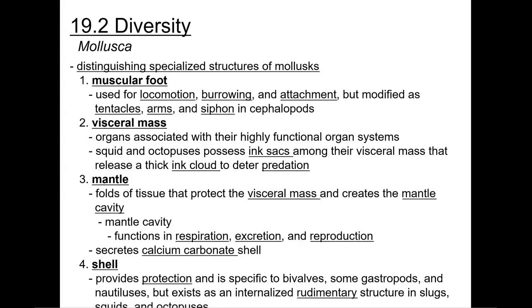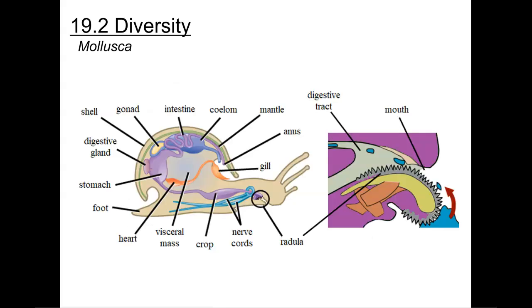Mantle is going to be a fold of tissue that protects the visceral mass, and it creates a mantle cavity. The mantle cavity is going to function in respiration, excretion, and reproduction. This will secrete a calcium carbonate shell around itself for protection. The shell is going to provide, like we said, protection, and it's also going to be specific to bivalves, some gastropods, and the nautiluses. But it exists in an internalized rudimentary structure that's going to be found in animals such as slugs, squids, and octopuses.